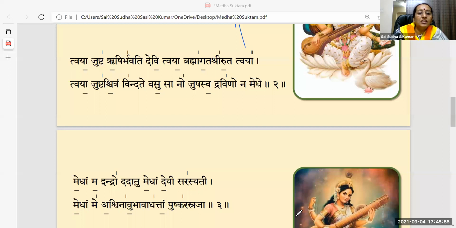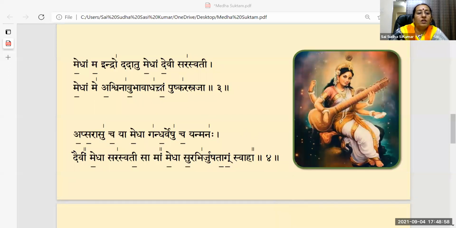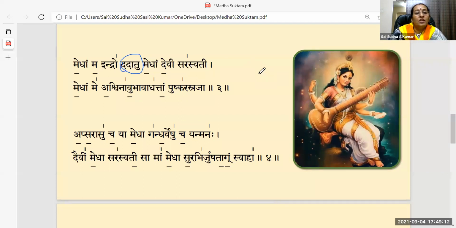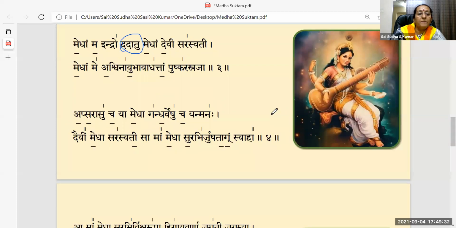Now, Medham Indro Dadatu. Here it is Dadatu. There is a difference between Dadhatu and Dadatu. We will look at that when we do the meanings. Now, please note that here it is Dadatu. Both the and da are alpapran. Datu. Medha, Devi, Saraswati. Ending with Dirgha Matra.